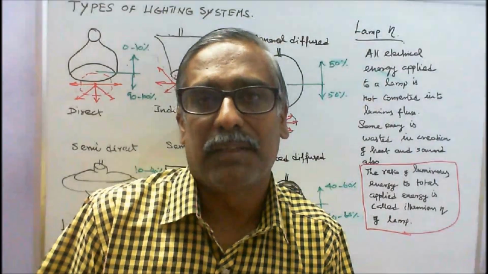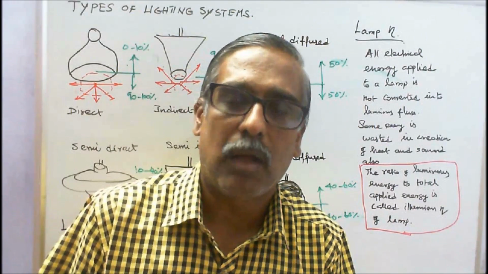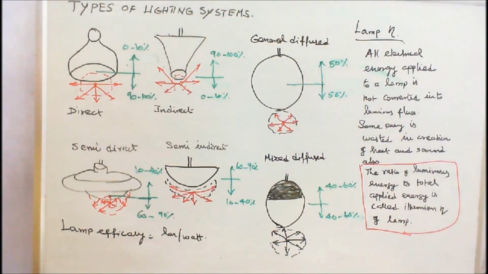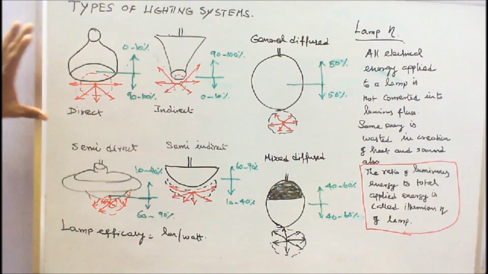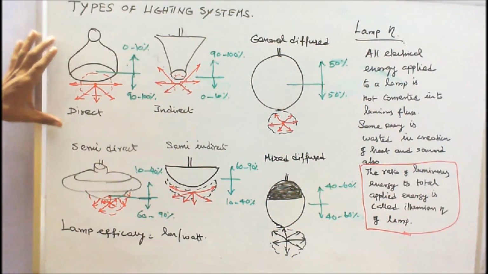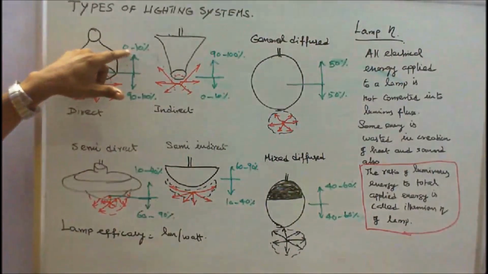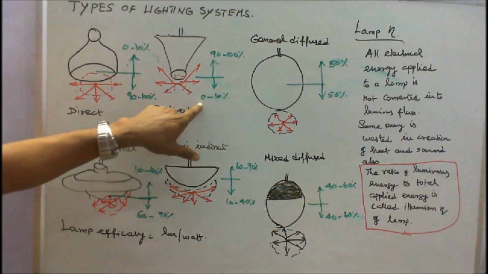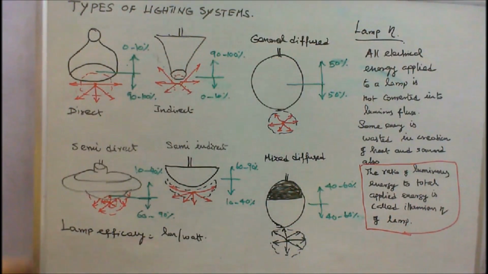In this class we discuss different types of lighting systems and the flux or lumen method of calculations. Already we discussed 6 types of lighting systems. One is the direct lighting system. In this system, 90 to 100% of light is downward, 0 to 10% is upward. In the case of indirect lighting, 0 to 10% is downward, 90 to 100% is upward.